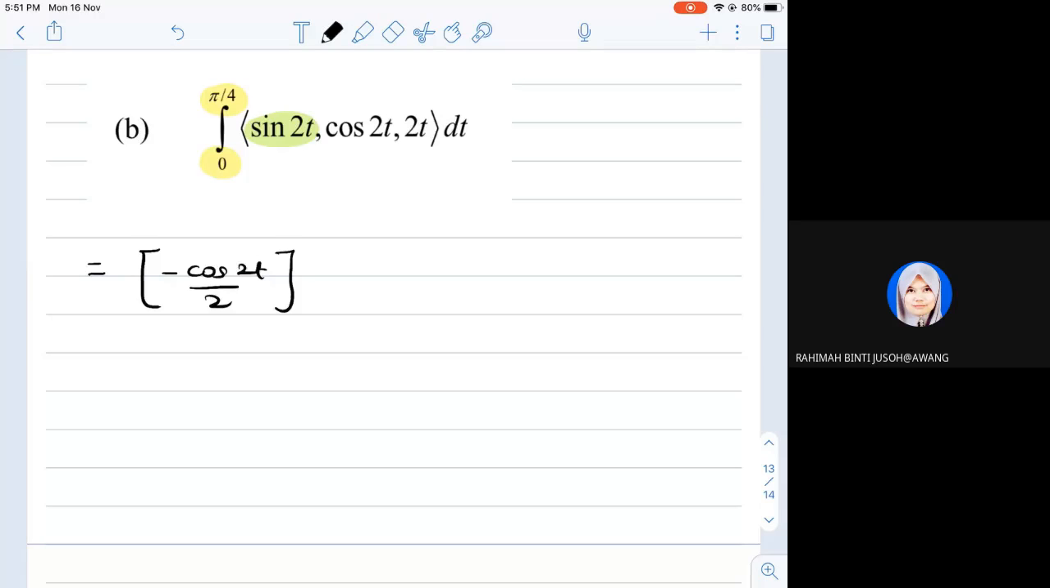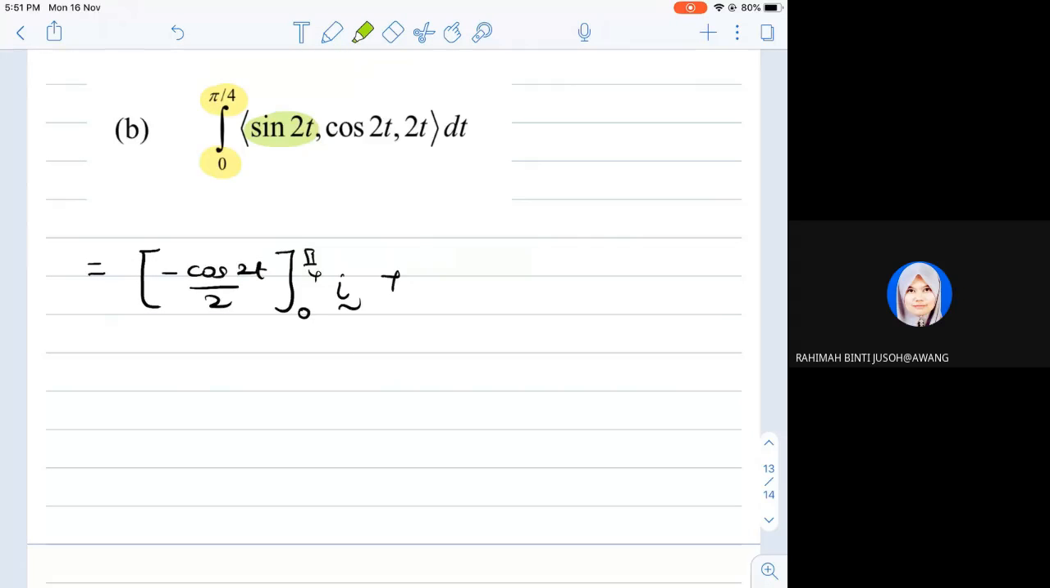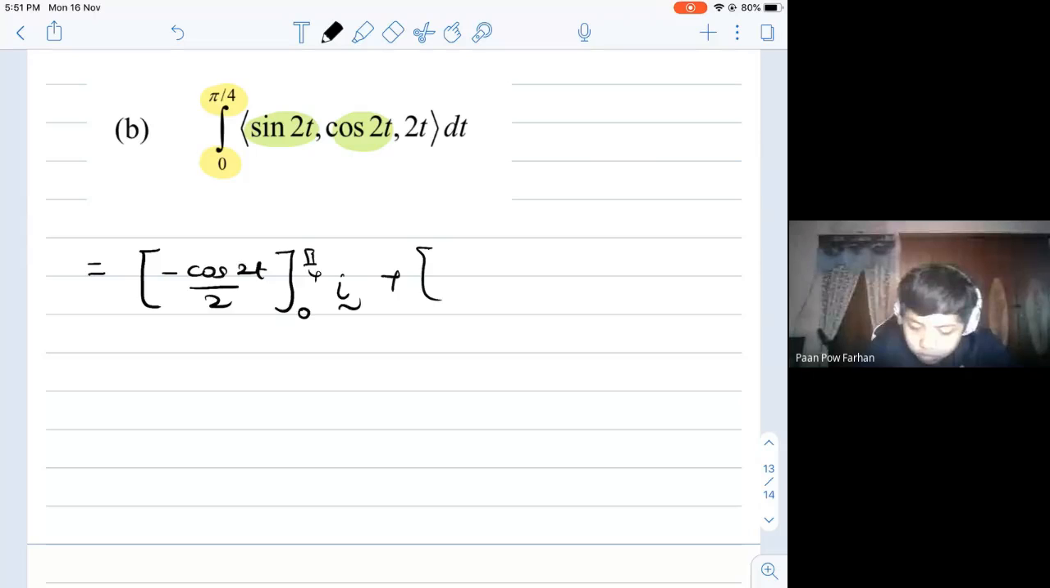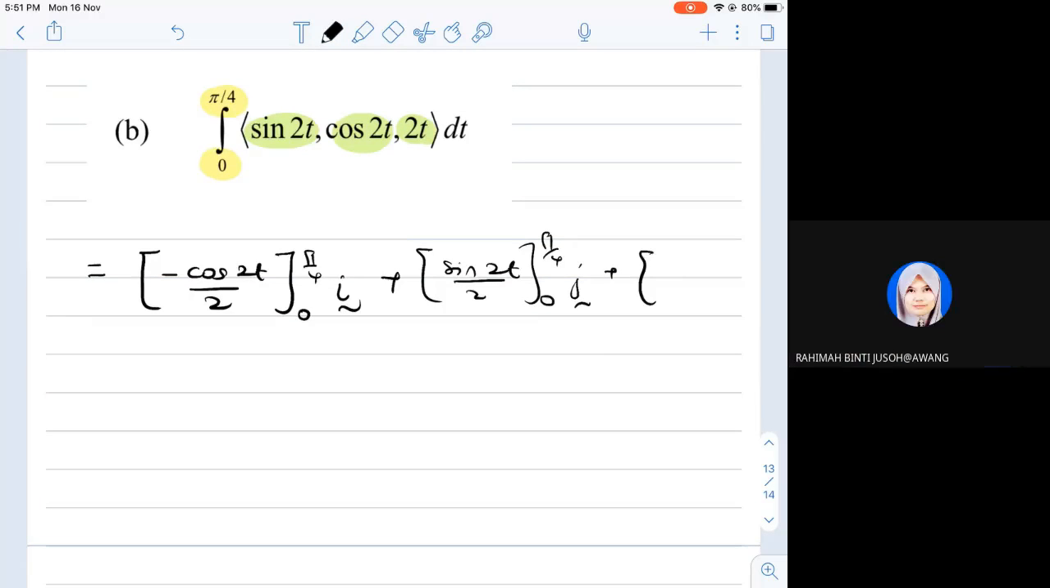So what you should do now is substitute 0 and pi over 4. This is for the i component. Then for j, we integrate cos 2t. Integrating cos 2t gives sin 2t over 2, positive. Substitute 0 and pi over 4 again. This is for the j component. Next, integrate 2t, we get t squared. Substitute pi over 4 and 0. This is for the k component.